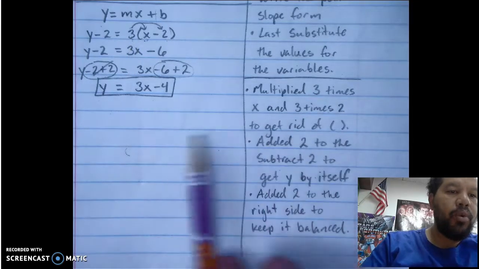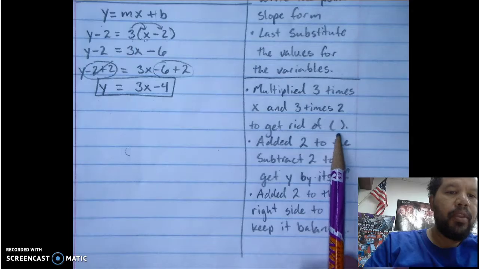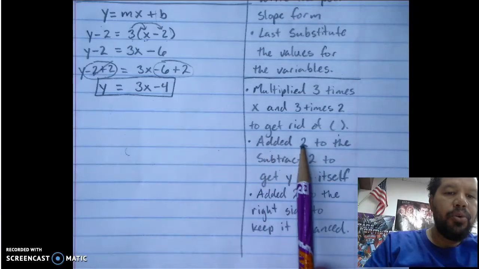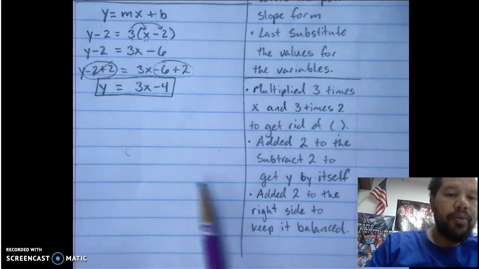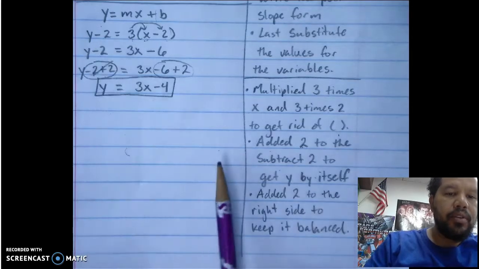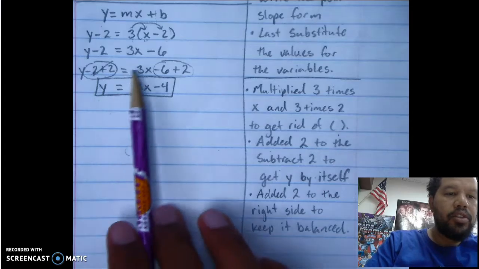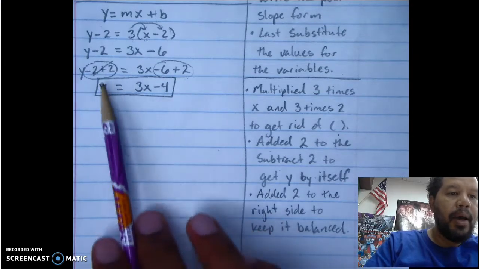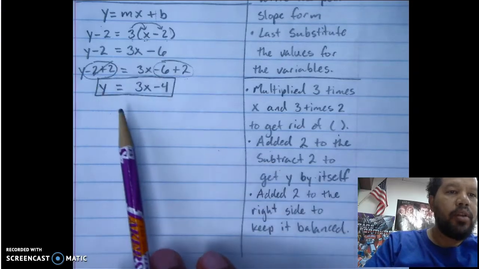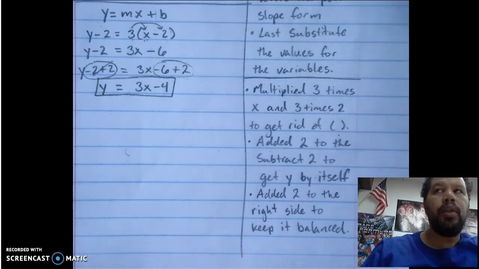Okay, on the second part, I multiplied 3 times x and 3 times 2 to get rid of the parentheses. Next, I added 2 to get the y by itself, because those are opposites. And then I also added 2 to the right side to keep the equation balanced. And that's how I rewrote the point slope form into the slope-intercept form.